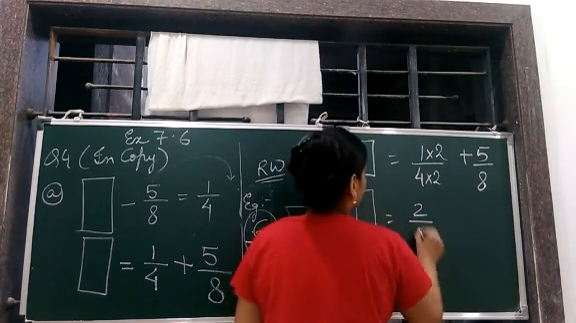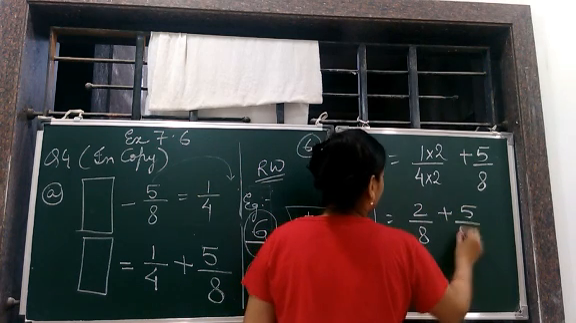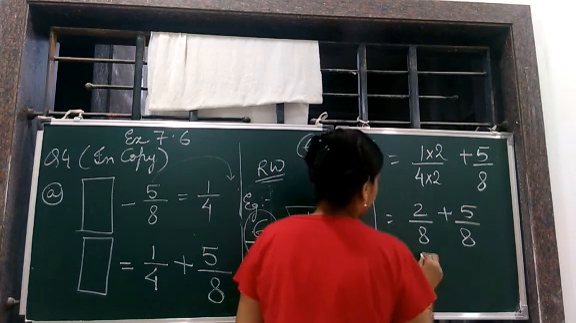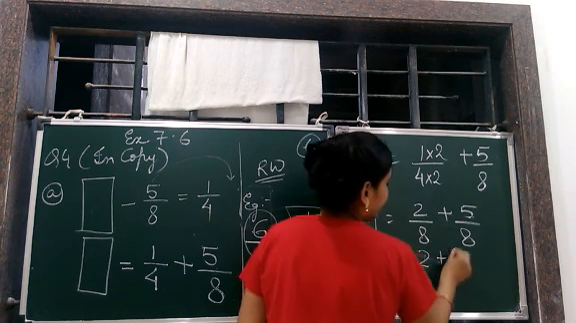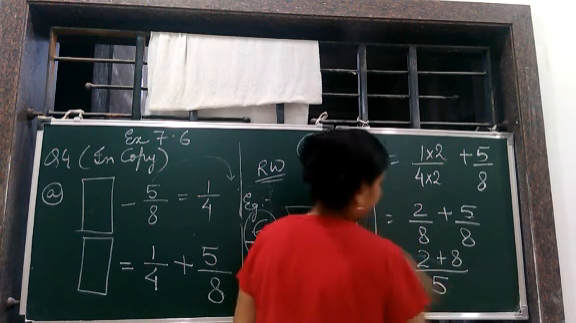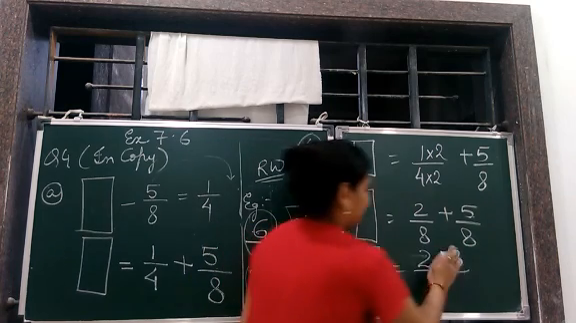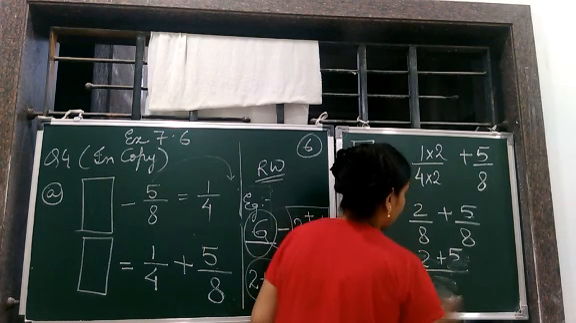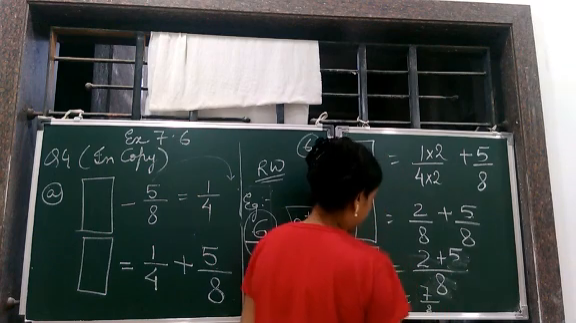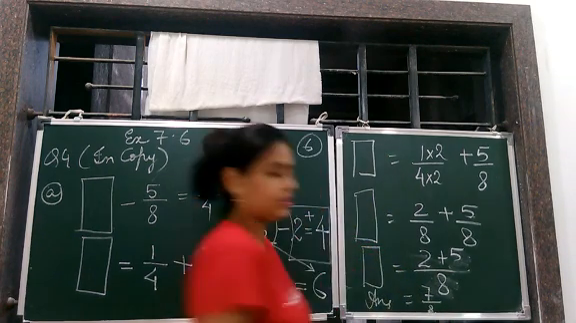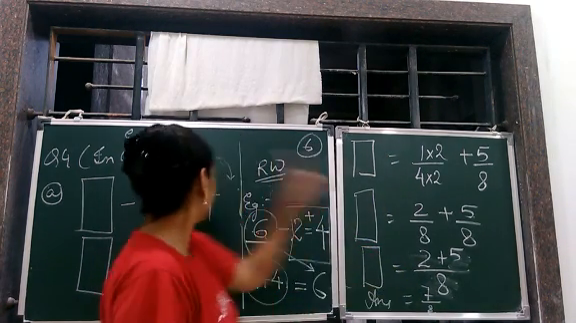2 ones are 2 by 8 plus 5 by 8. Now taking the denominator common, we add the numerators. So the answer is what? 7 by 8. Okay. So this is how we do it.